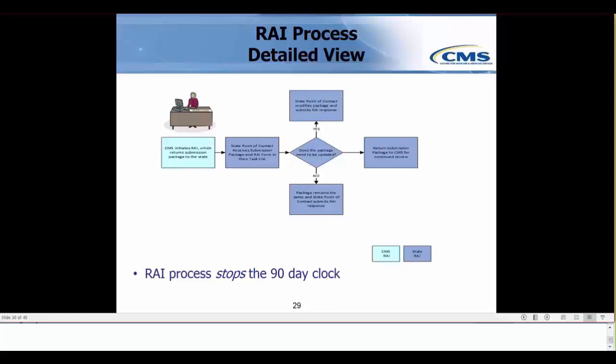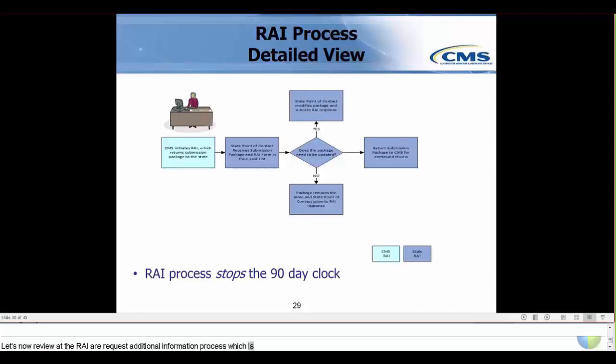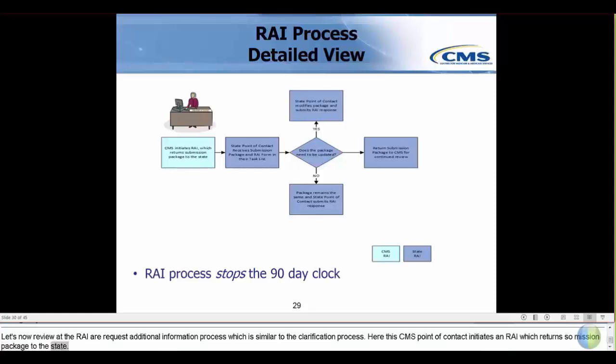Let's now review the RAI, or Request Additional Information process, which is similar to the clarification process. Here, the CMS point of contact initiates an RAI, which returns the submission package to the state. Then, the state point of contact, or SPOC, receives the submission package and RAI form in their task list. At this point, the SPOC determines if the package needs to be updated based on the information asked in the RAI form.